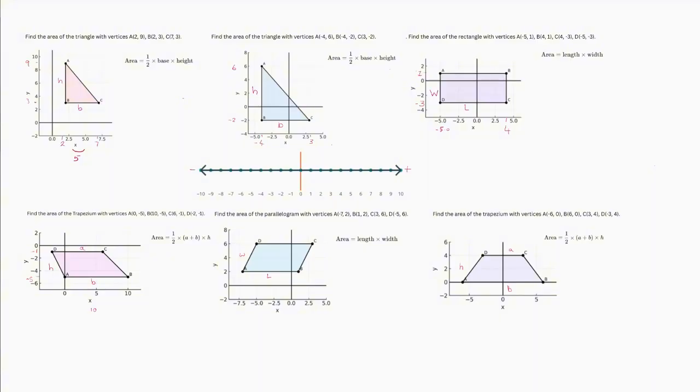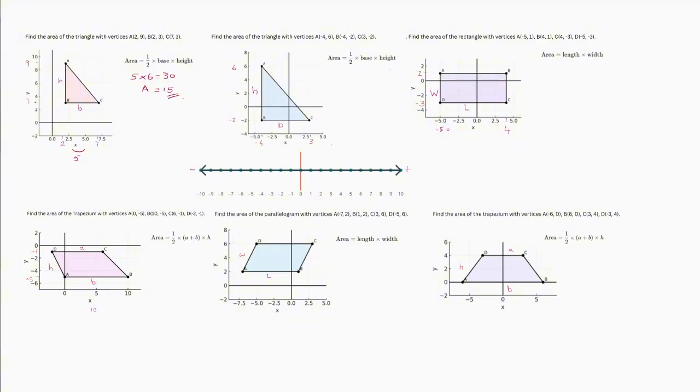So all we need to do is the base is 5 times 6 equals 30. And we need to half our 30, which is 15. And that is it. The area equals 15. How simple is that? Same again, it's a triangle. So we work out the base.